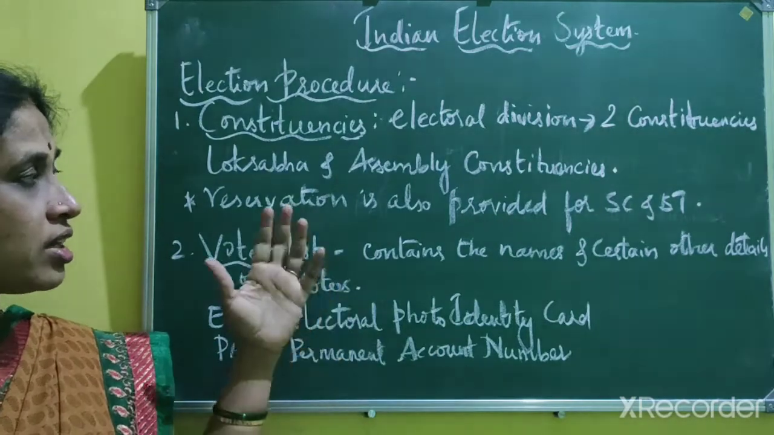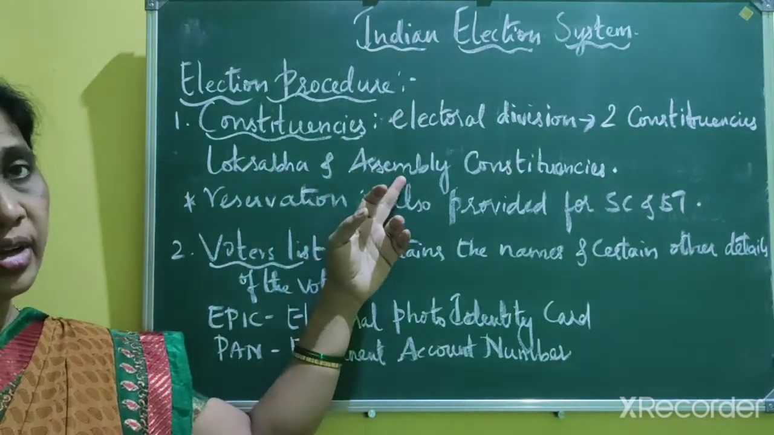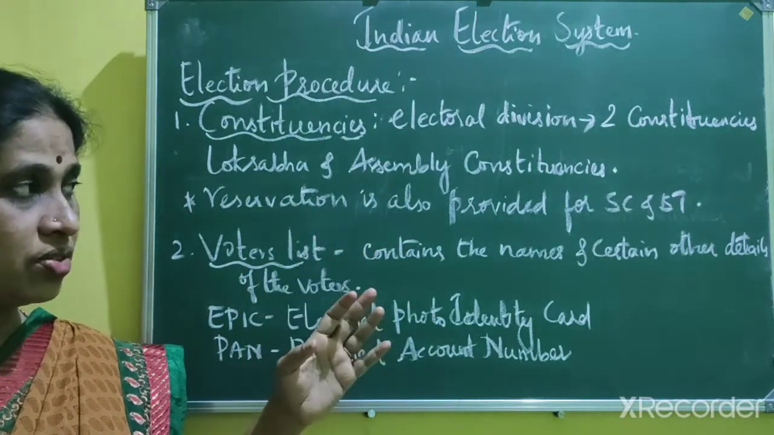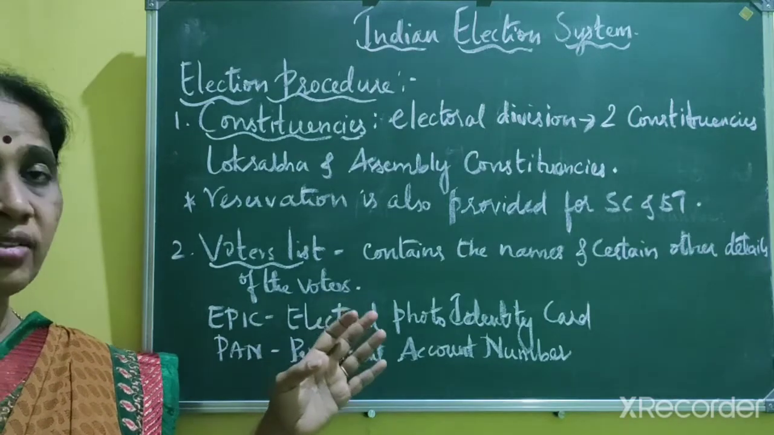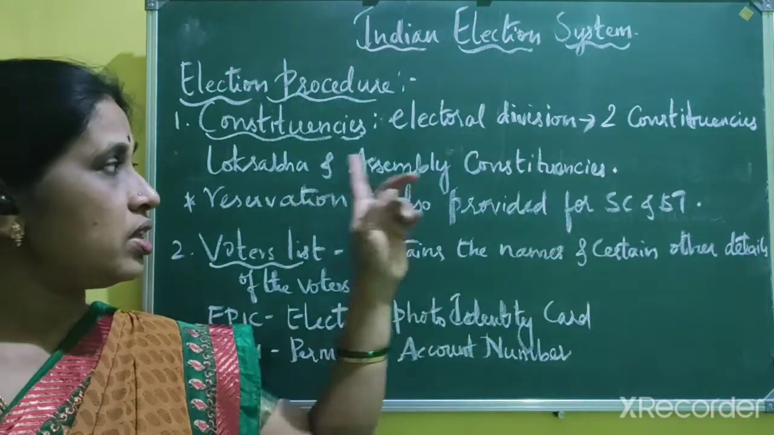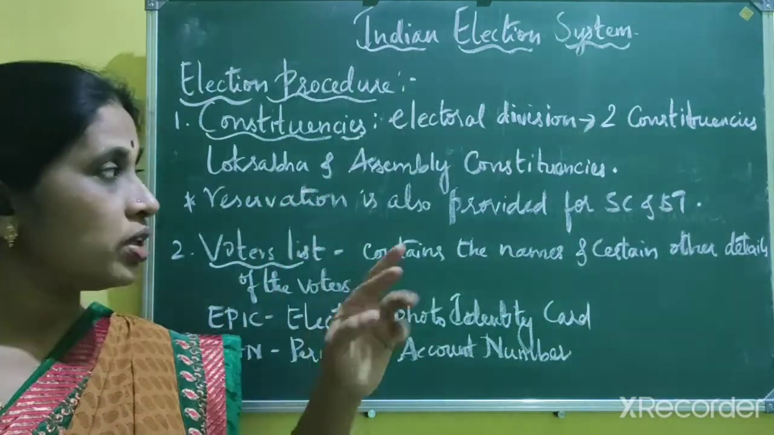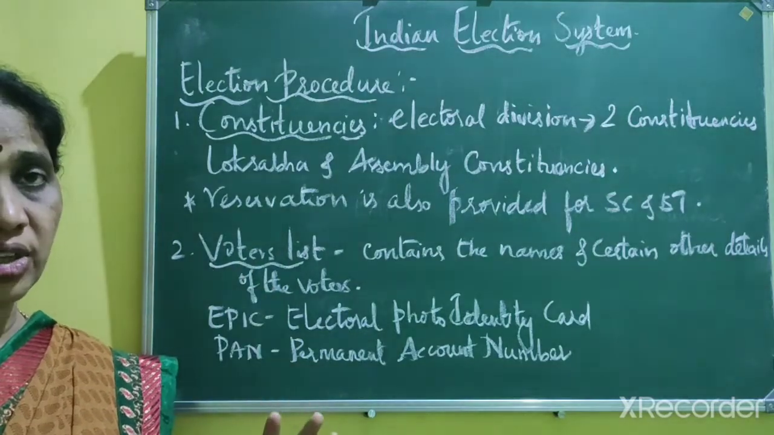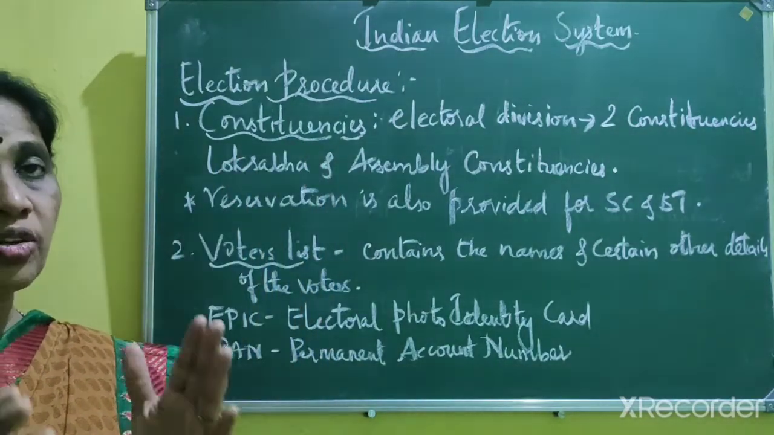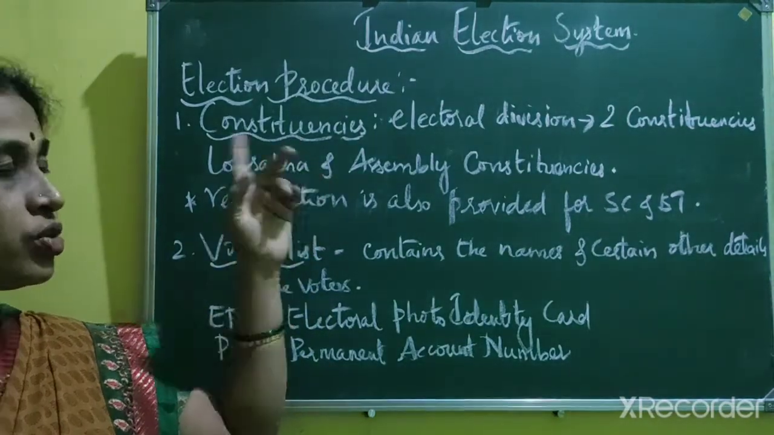Reservation is also provided for the Lok Sabha and assembly constituencies, for SCs and STs. It is said that around 81 seats are reserved for SCs in the Lok Sabha election, and around 41 seats are reserved for STs. So this is the first procedure of conducting the election: first, they create the constituency.